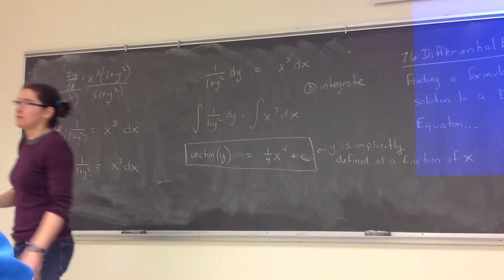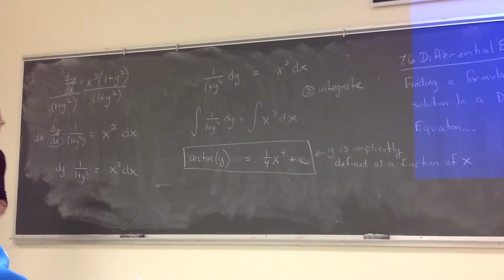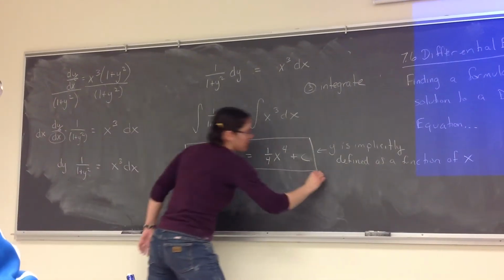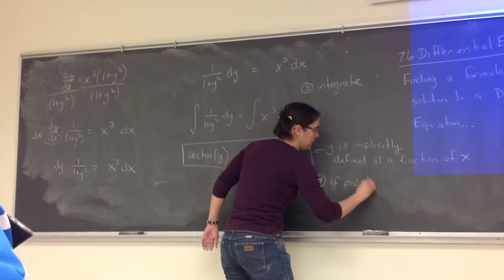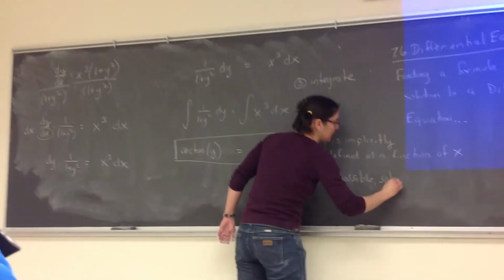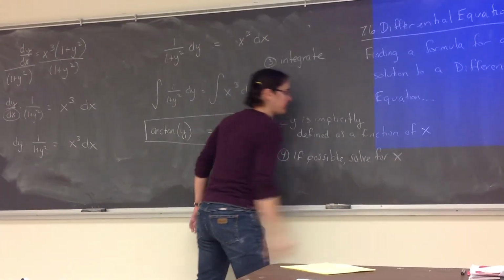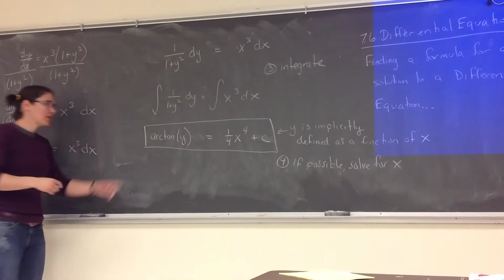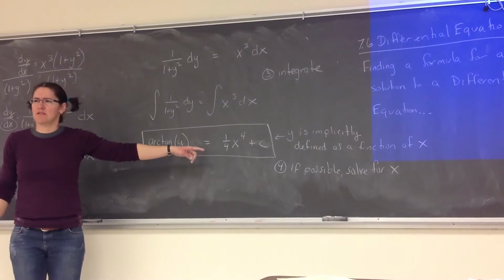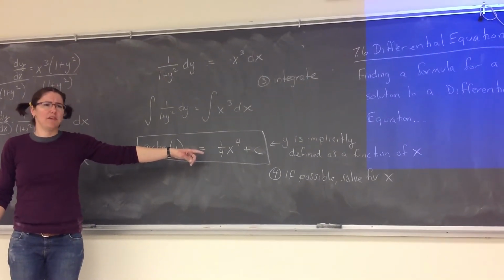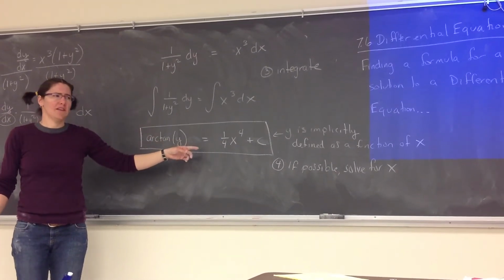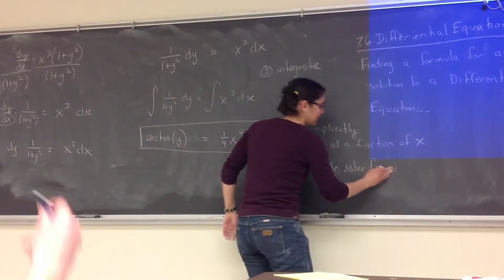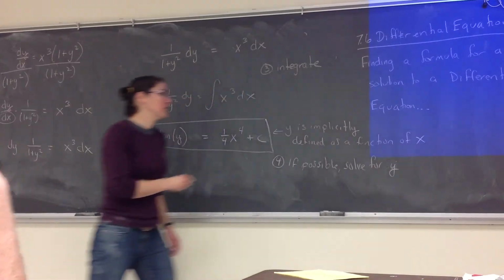You might remember implicit differentiation from Calc 1. And now we want to solve for y. So step number 4 is, if possible, solve for y. I really did not mean to say x at all. Let me take that back. What am I trying to solve for here? I'm trying to solve for y. So, if possible, solve for y.